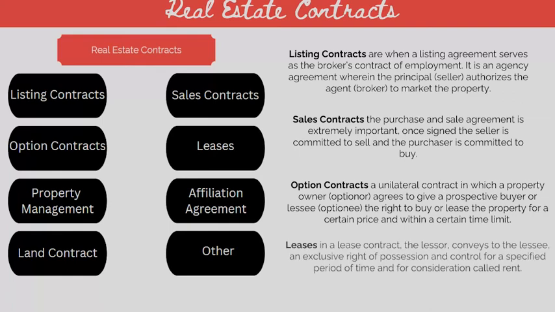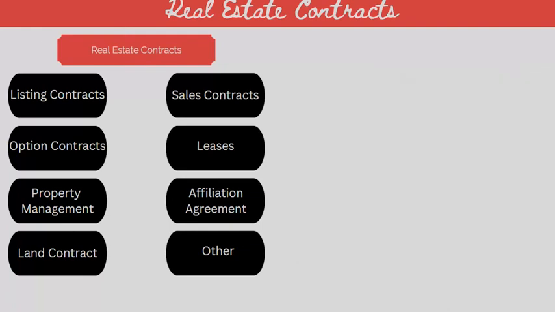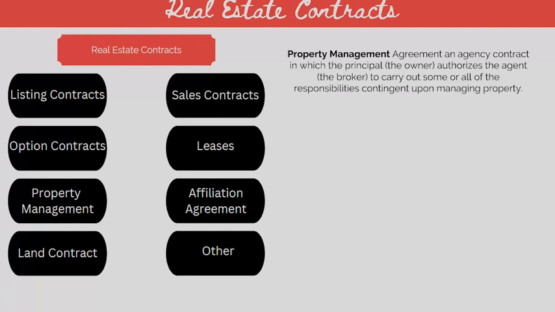limit. Leases: in a lease contract, the lessor conveys to the lessee an exclusive right of possession and control for a specified period of time and for consideration called rent. Property management is an agency contract in which the principal, the owner, authorizes the agent, the broker, to carry out some or all of the responsibilities contingent upon managing the property.